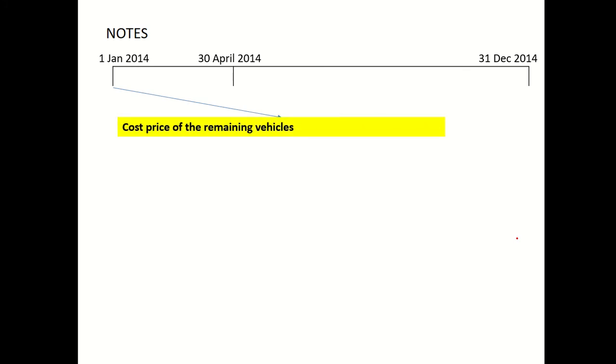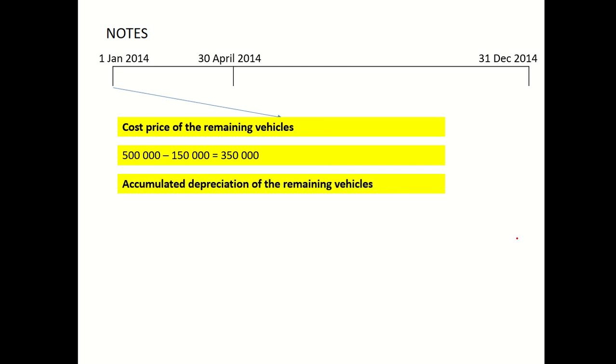Important notes as well. I wrote this when we started, right? When we sold the asset, we sold it on the 30th of April 2014. Now, on the 1st of January 2014, the cost price of the remaining vehicle, question is, what is the cost price of the remaining vehicle? It'll be 500,000 Rand minus 150,000 Rand. I hope that is clear. I explained it in the earlier slides.